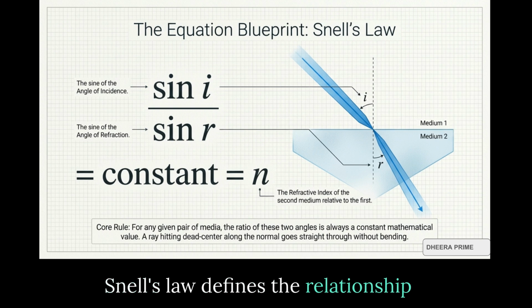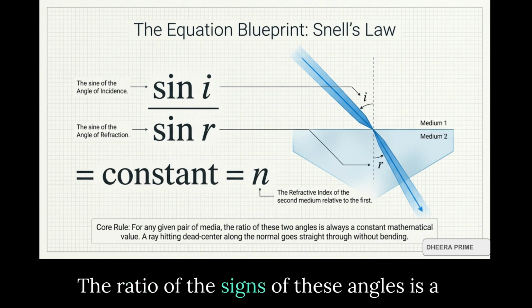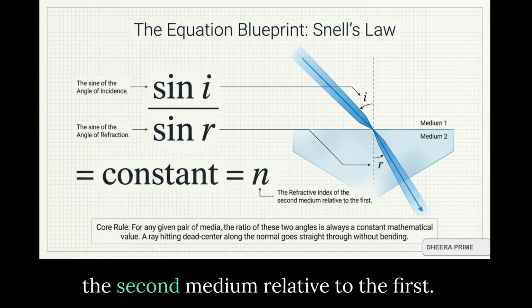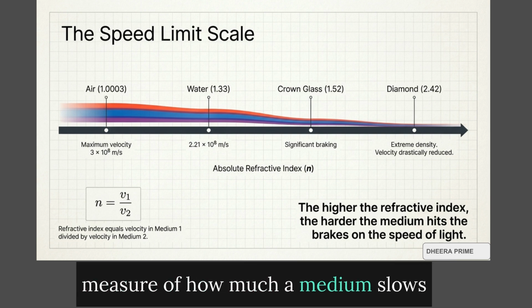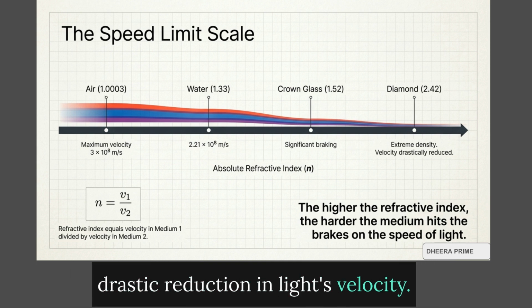Snell's law defines the relationship between the angles of incidence and refraction. The ratio of the sines of these angles is a constant, known as the refractive index of the second medium relative to the first. The absolute refractive index, N, is a measure of how much a medium slows down light. Higher N values, like in diamond, cause a drastic reduction in light's velocity.